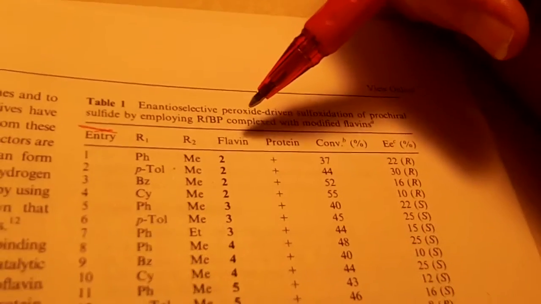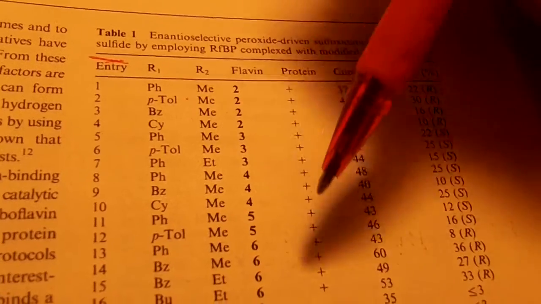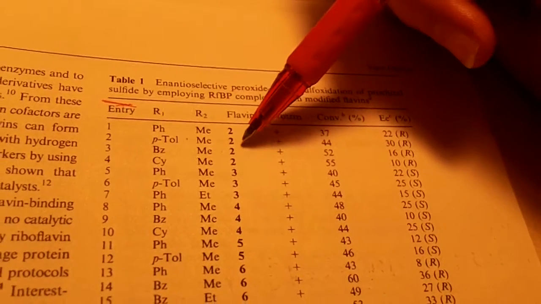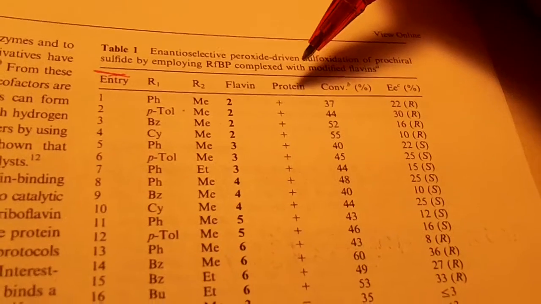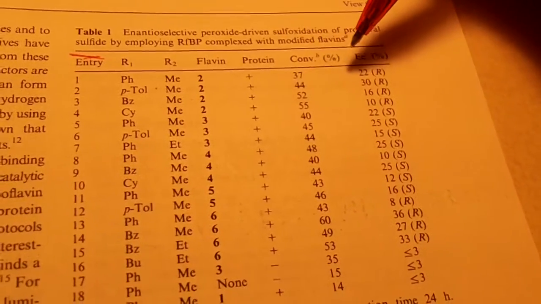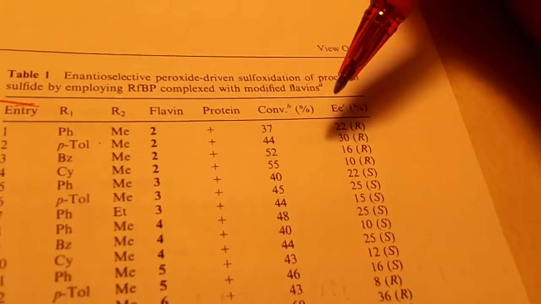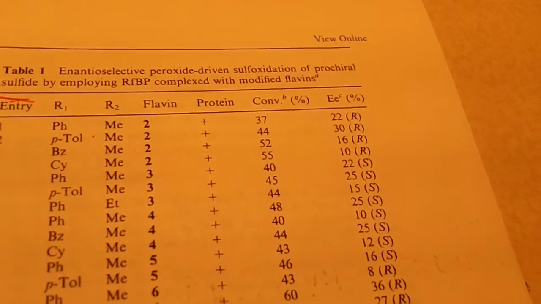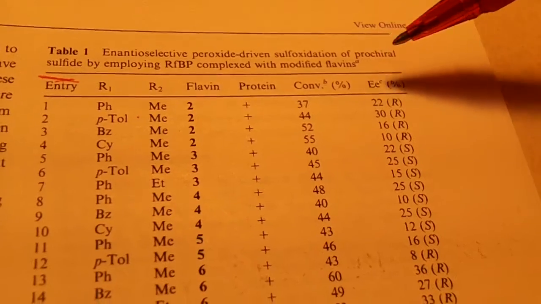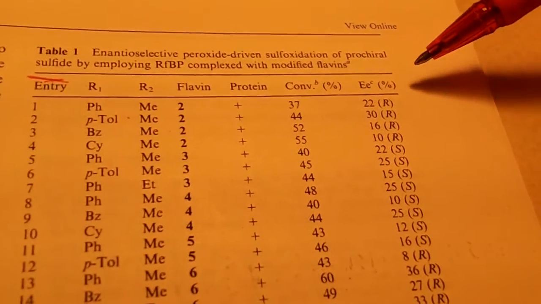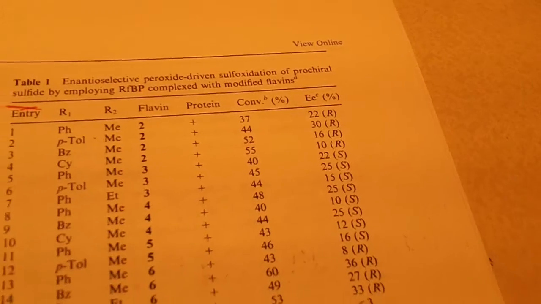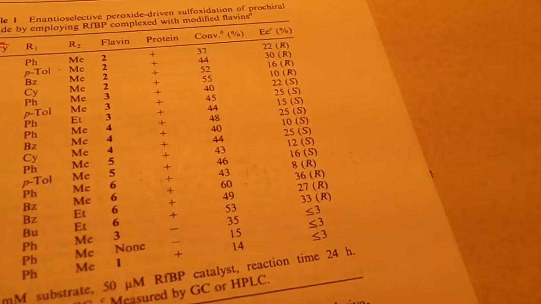In column 4, which is labeled flavin, this talks about the different flavin derivatives used in each trial. So in trial 2, flavin 2 was used. The column labeled protein is talking about either the presence or absence of a protein in this reaction. In the column labeled conversion, this talks about the sulfide converted in the reaction. And in this last column, these numbers refer to the excess, how much sulfoxide was in excess. The higher these two columns of numbers, the greater the reaction output.